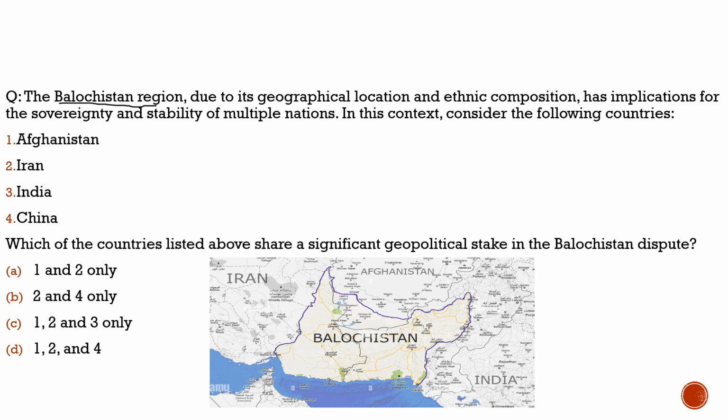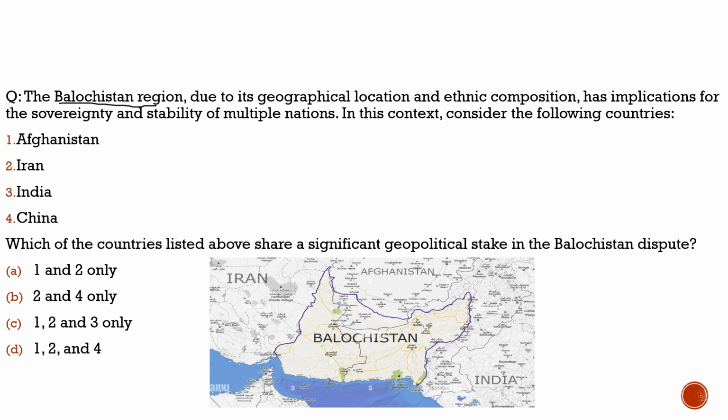So here it becomes important for us to know about Balochistan. What are the countries which are involved in the tension with respect to Balochistan? That is what is important here, so that we will understand through this question.